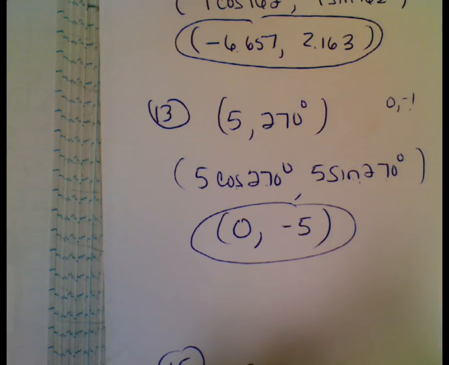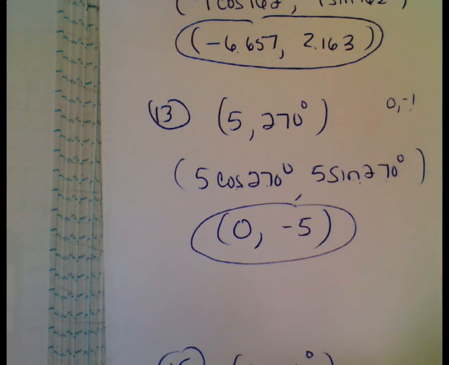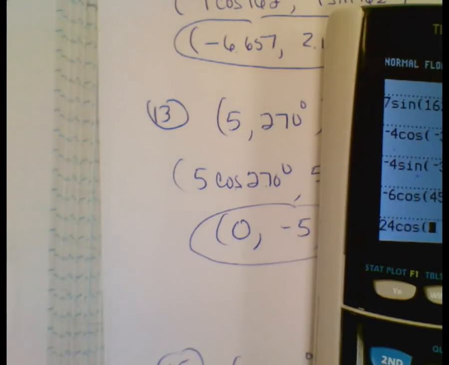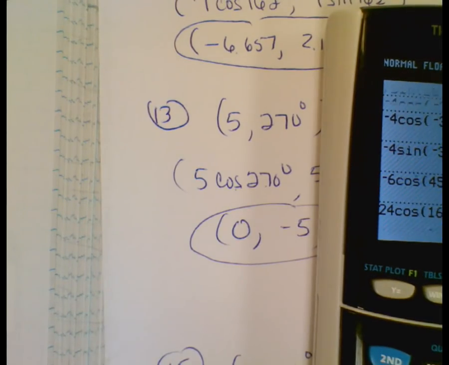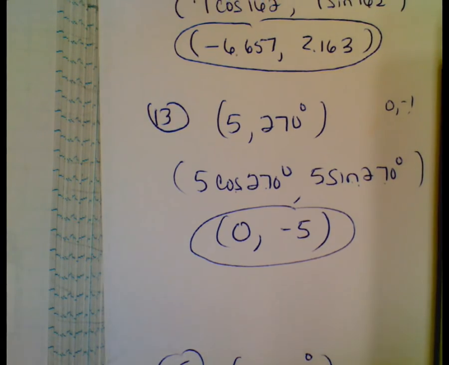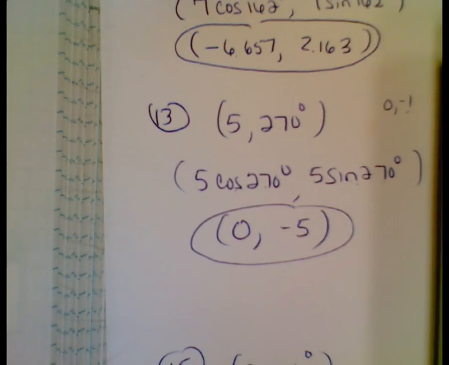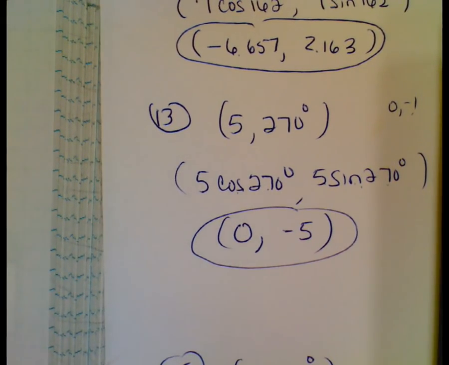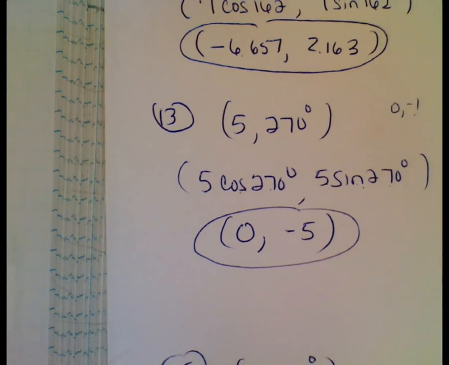So 24 and 16. Since 16 is not a unit circle number, you would need your calculator for this one. 24 cosine of 16 is 23.07, and 24 sine of 16 is 6.615. Both positive.